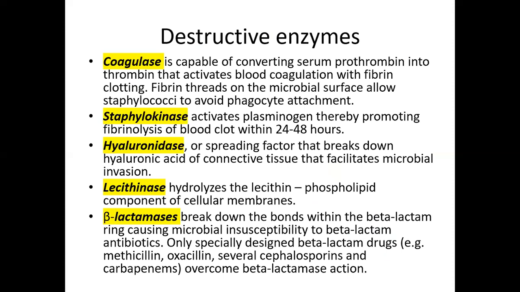Staphylococci also have some enzymes. Coagulase is capable of converting serum prothrombin into thrombin that activates blood coagulation with fibrin clotting. Fibrin threads on the microbial surface allow Staphylococci to avoid phagocyte attachment. So coagulase is for prevention of phagocytosis.